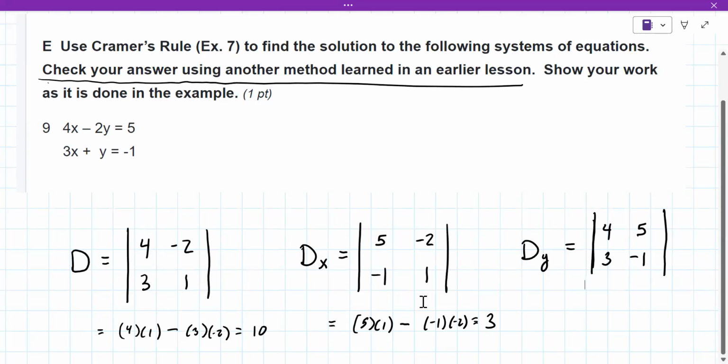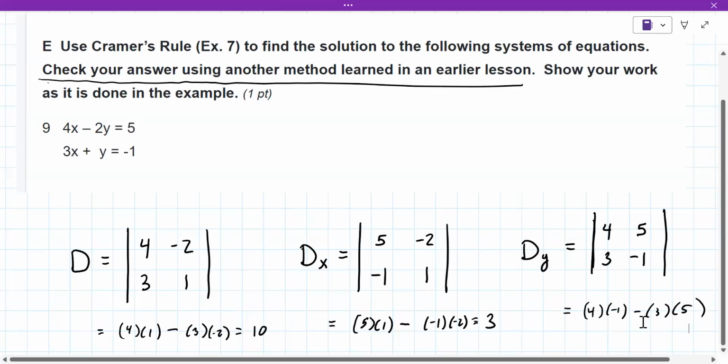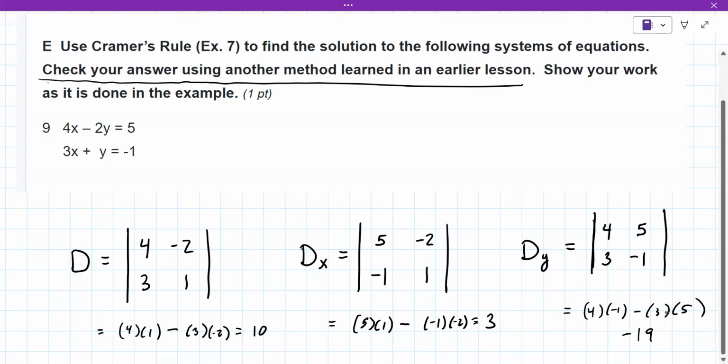All right, so the determinant here is 4 times -1 minus 3 times 5. -4 minus 15 is negative 19. Okay. Doesn't work out so nice. That's okay. Any questions about what we've done up until now?